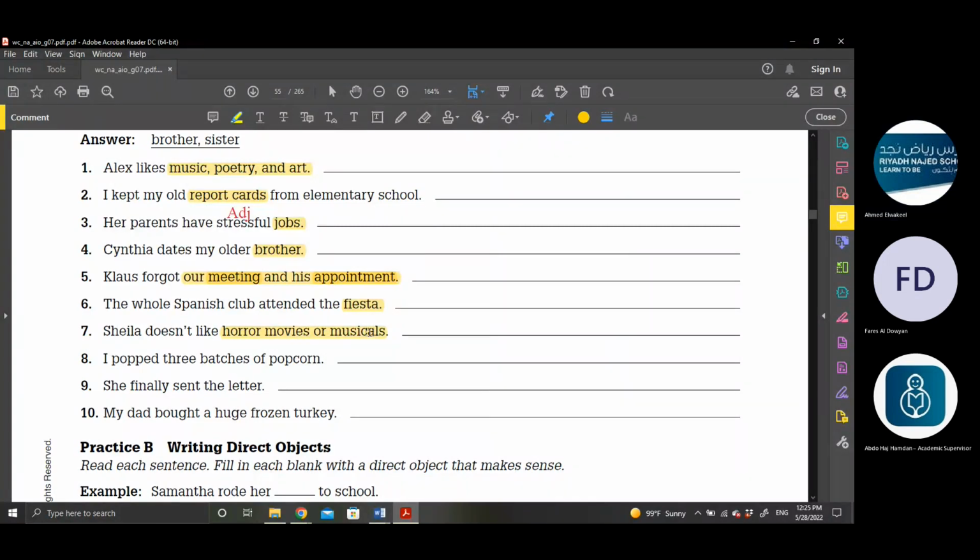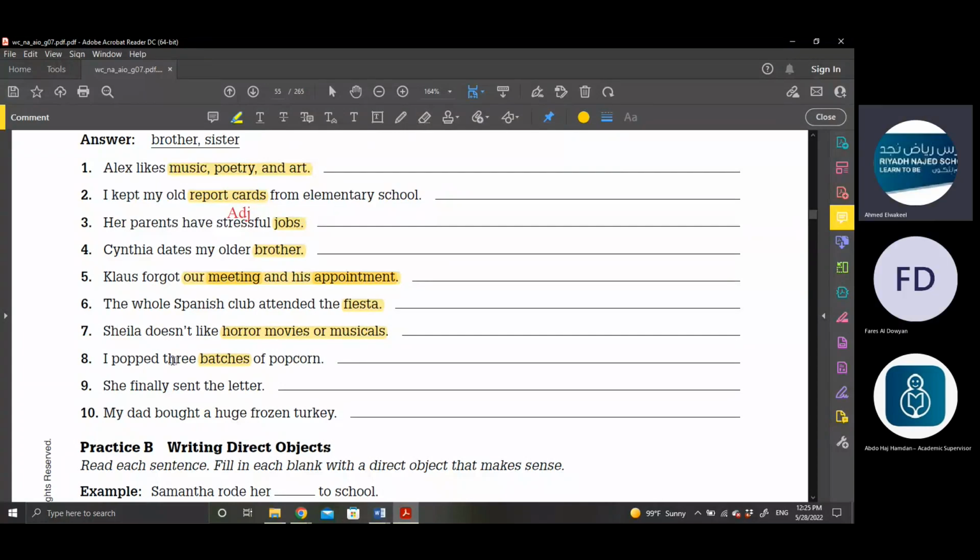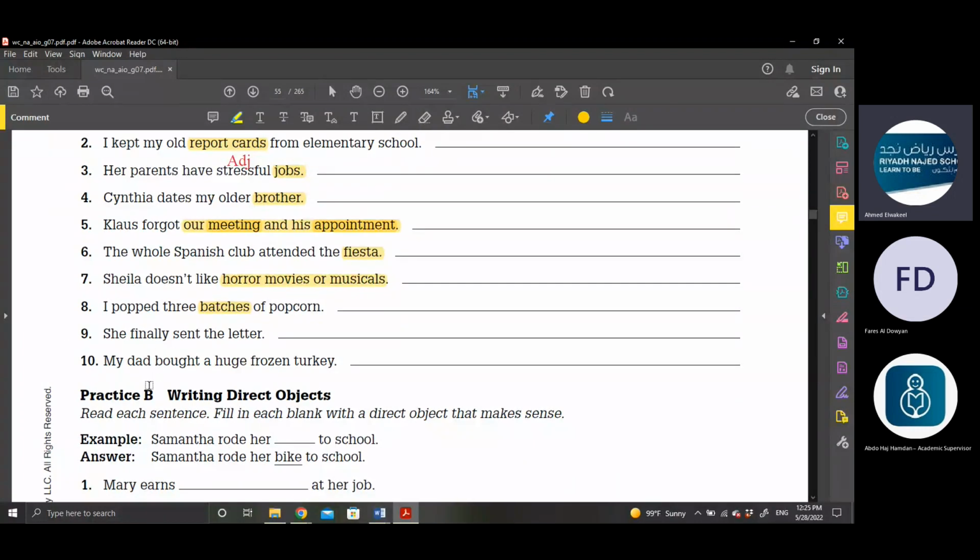Nice. I popped three batches of popcorn. That's a tricky one. Batches alone. Of popcorn, that's a prepositional phrase. And three is the number used as an adjective to describe the batches. So I popped three batches. Stop. Do you understand or not? Okay, teacher. That's it. Number nine, she finally sent the letter. So it's the letter.